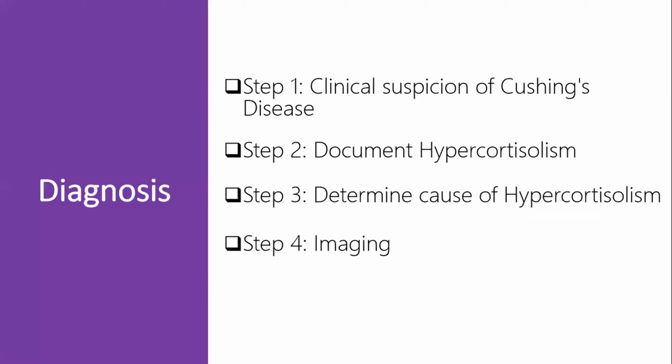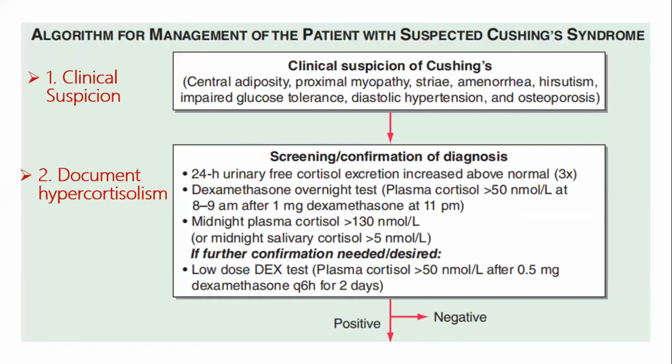So in the diagnosis of Cushing's disease, step 1 is clinical suspicion of Cushing's disease. Then step 2 is to document the hypercortisolism. Step 3 is to determine the cause of hypercortisolism. And step 4 is we do the imaging. So for the algorithm, of course, when we encounter these signs and symptoms, we should already suspect Cushing syndrome.